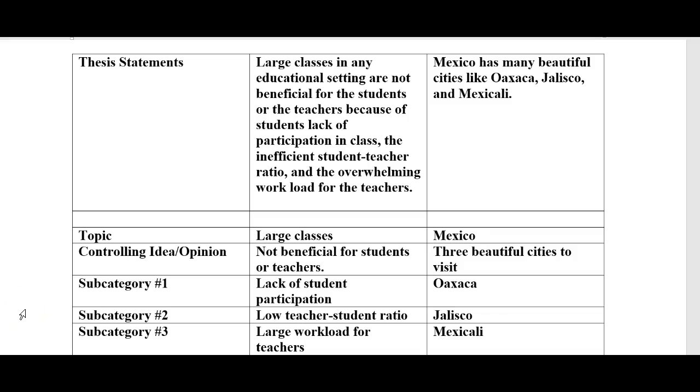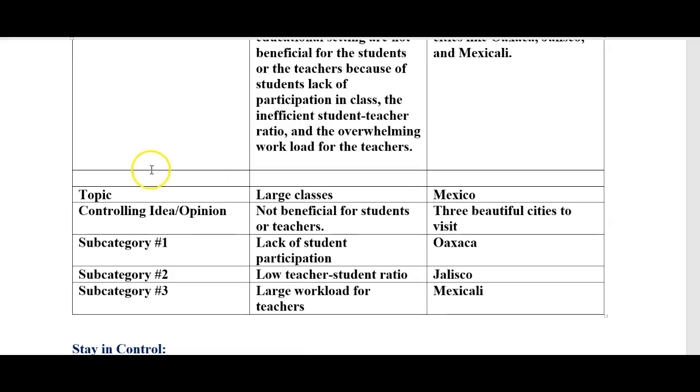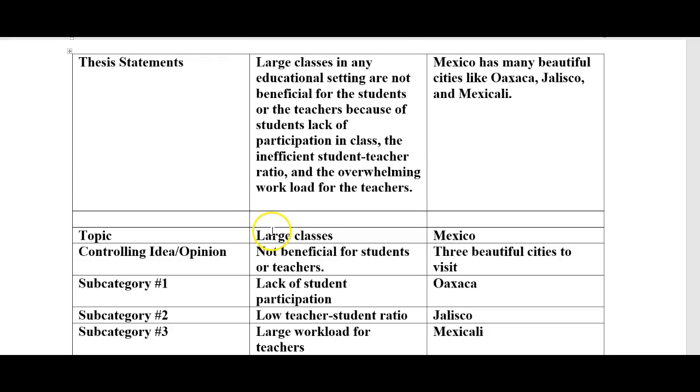In this table, you will see that I've put both the thesis statements side by side, and then I broke them down by their pieces. This is a good review by their parts, their components. So first of all, here's the first thesis statement. And again, the topic was large classes. What was the controlling idea? It's right here. Large classes are not beneficial for students or teachers. And then I listed my subcategories, or the outline as it's referred to in the PowerPoint. Number 1, lack of student participation. Number 2, low teacher-student ratio. And number 3, large workload for the teachers. So this is the thesis statement, and it's broken down.